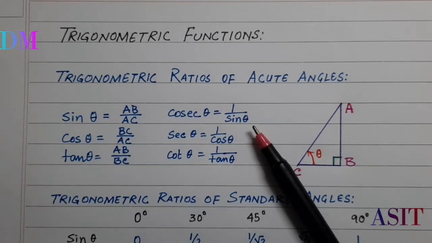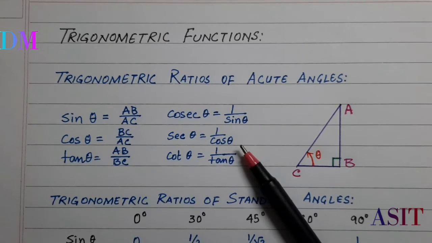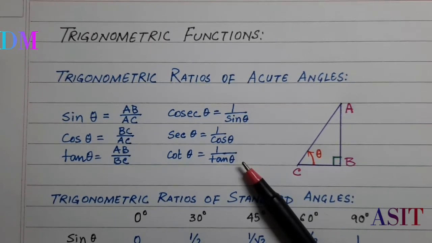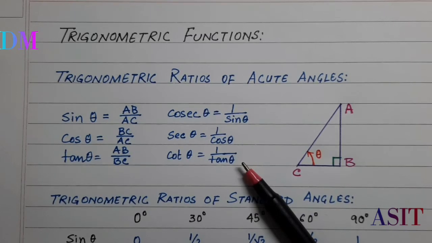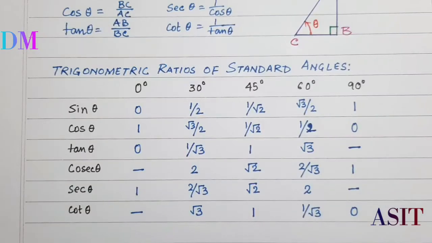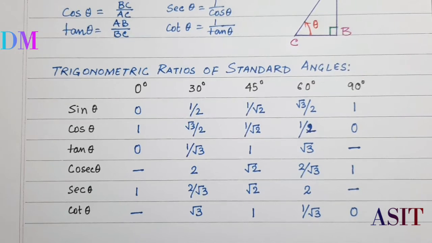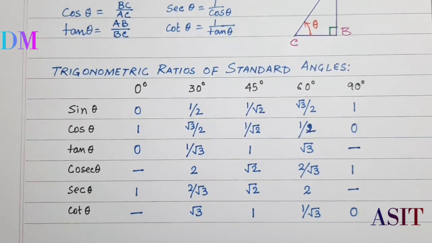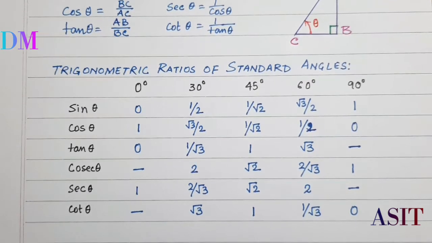And we also know that cosecant theta and sin theta are reciprocal to each other. Similarly, secant theta into cos theta equals 1 and tan theta into cot theta equals 1. We also know the trigonometric ratios for some standard angles like 0 degree, 30 degree, 45 degree, 60 degree and 90 degree.